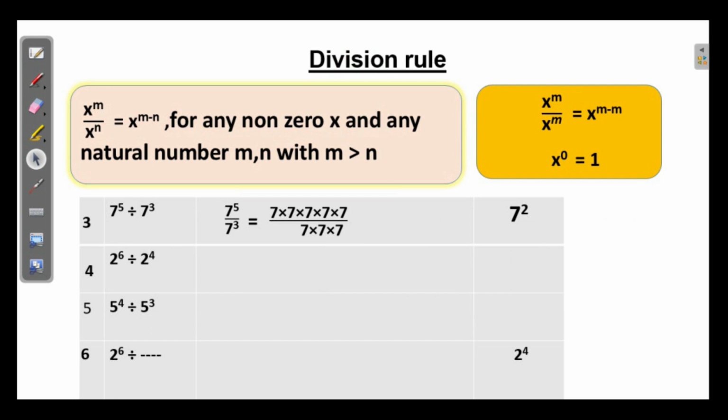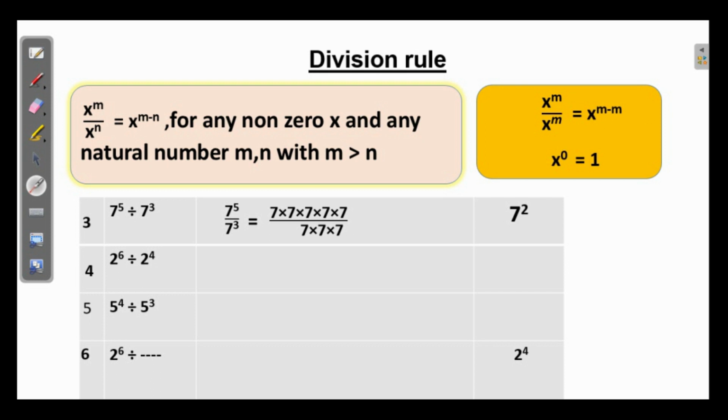x raised to m by x raised to n is equal to x raised to m minus n for any non-zero x. The division by 0 is not defined. So it is for any non-zero x and any natural numbers m and n with m greater than n. Here 7 raised to 5 divided by 7 cube. Here m and n: in the place of m it is 5 and in the place of n it is 3.